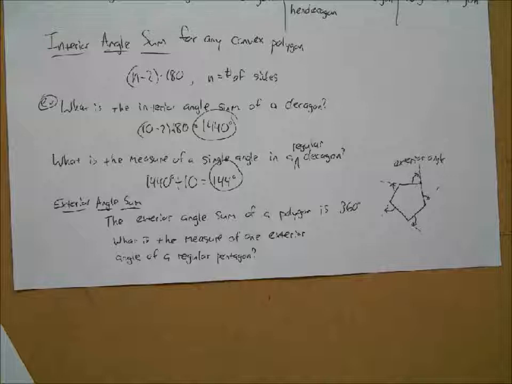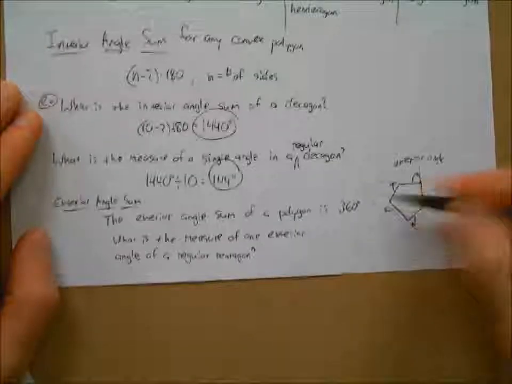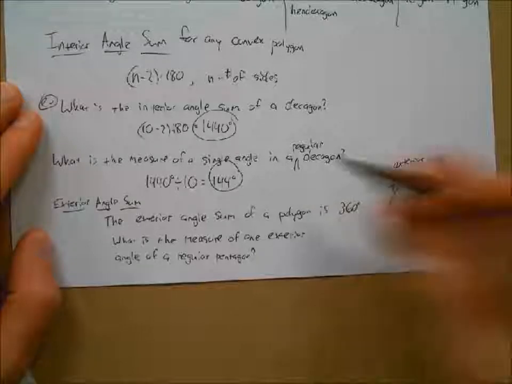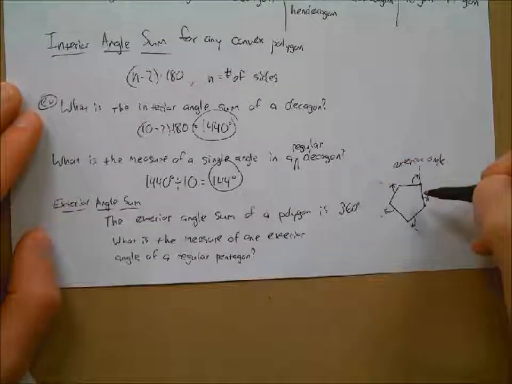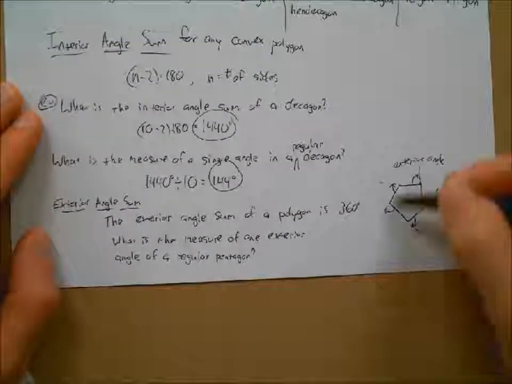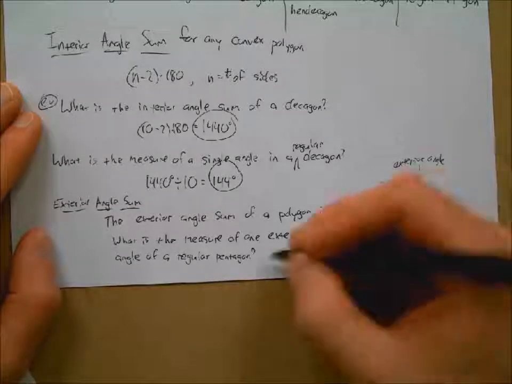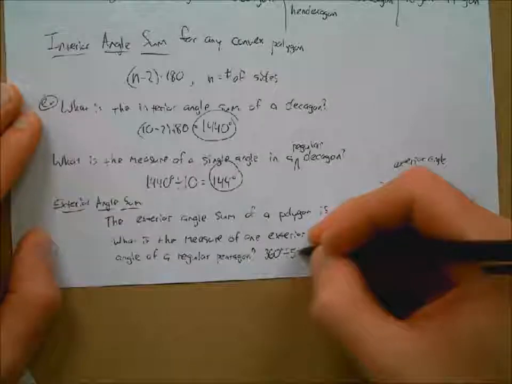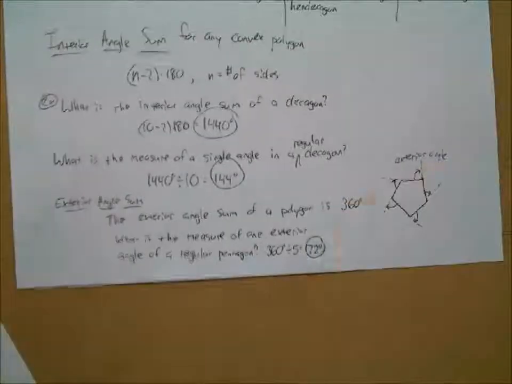Jackson? 72. How'd you get that? Well, since the exterior angles add up to 360, there's 5 of them. Just divided 360 by 5. Beautiful, exactly right. I just got done telling you the exterior angle sum of a polygon is always 360, no matter the number of sides. Since all these exterior angles have to add up to 360, there's 5 of them, and we're trying to find the measure of one. They're all equal. 360 divided by 5 is 72 degrees.